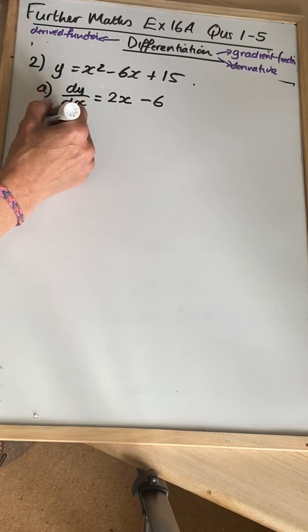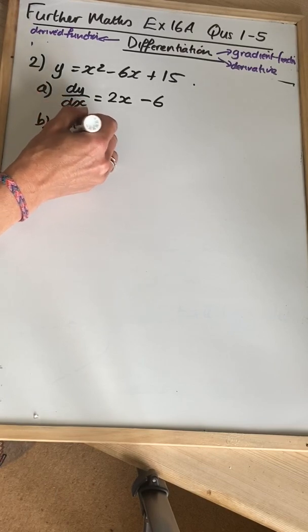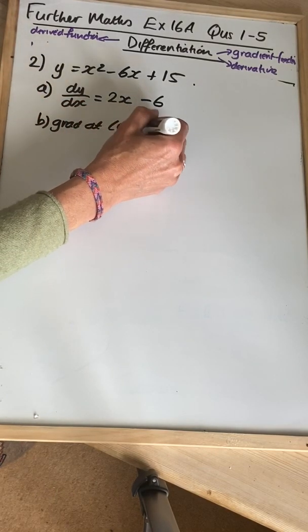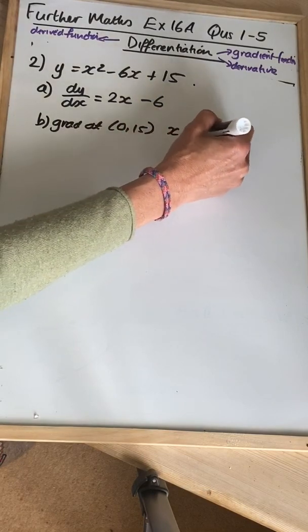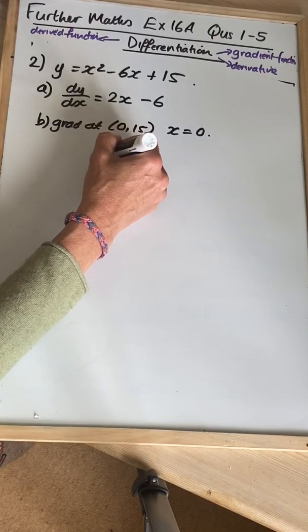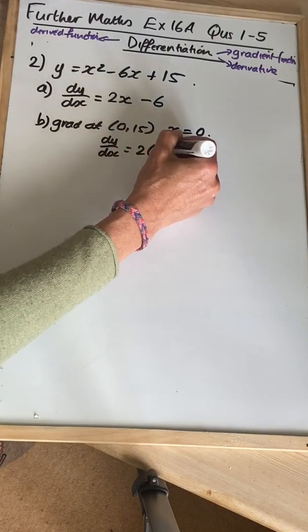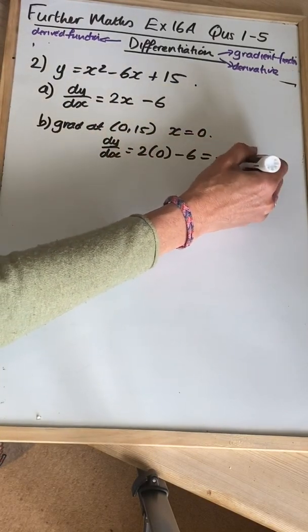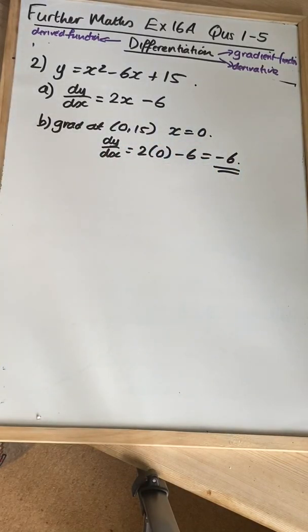Gradient at 0, 15. So what we're interested in is x equals 0. So your gradient, or your dy by dx, is going to be 2 times 0 minus 6, which is going to give you minus 6.